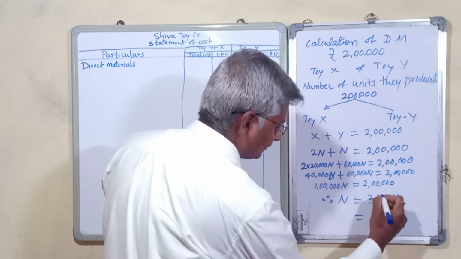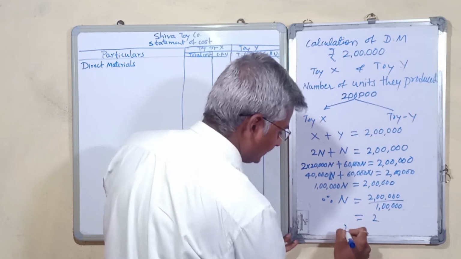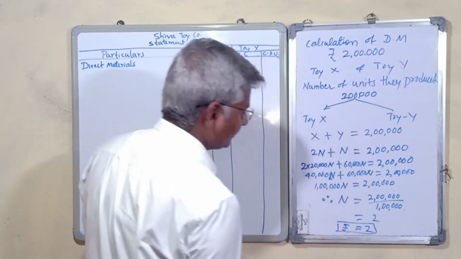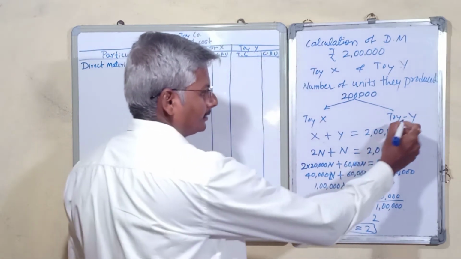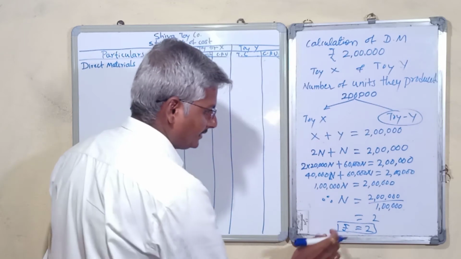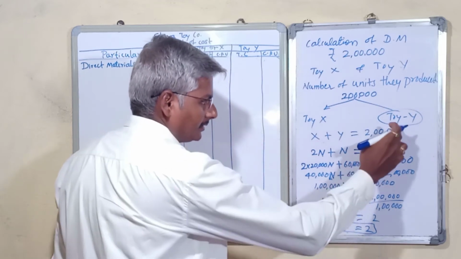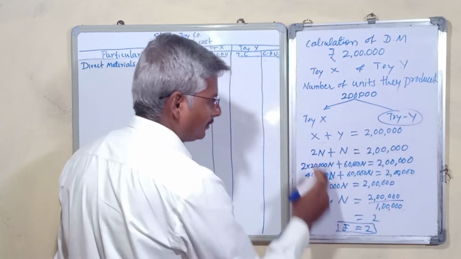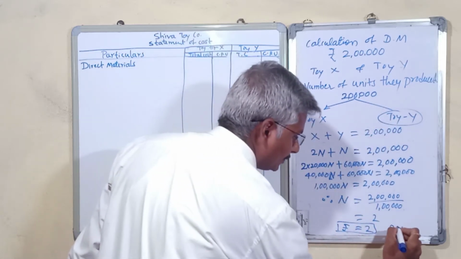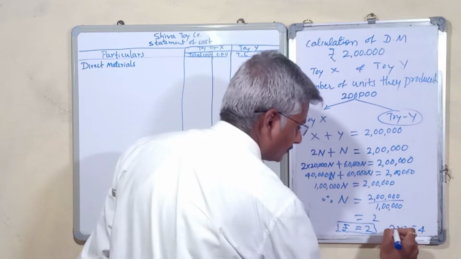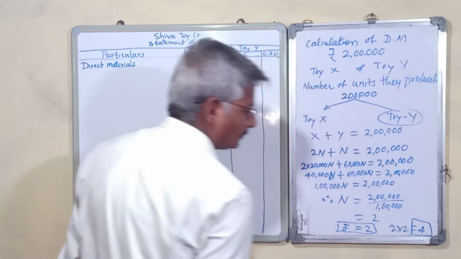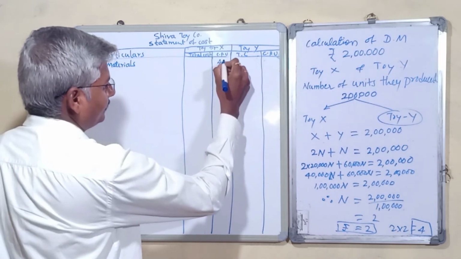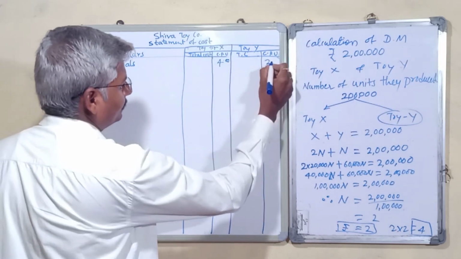If you simplify this, you will get 2, that is 2 rupees for Y. This is the cost of material per unit for Y, and for X it is 2 into 2, that is 4. This is for X. So I will take it here, 4 rupees, 2 rupees.